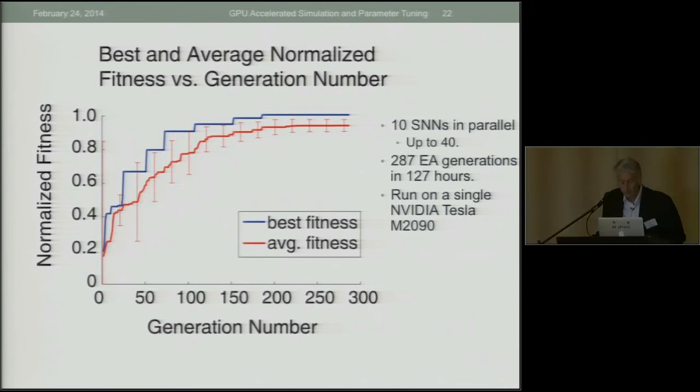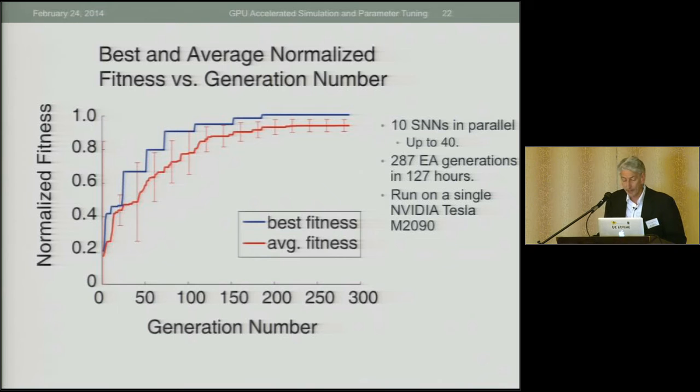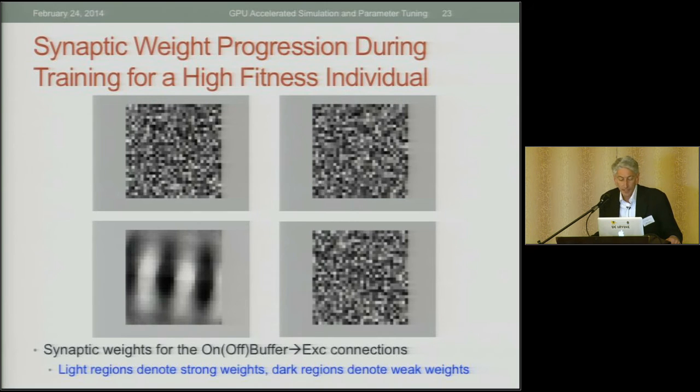And so we're running a bunch of networks in parallel, and we ran 257 generations, and it took 127 hours, which is not as long as if you had to do this by hand. And you see as a whole, the average group became quite fit. And then if you look at the synaptic weights after that evolution, you see that they respond nicely and become something like a Gabor filter.